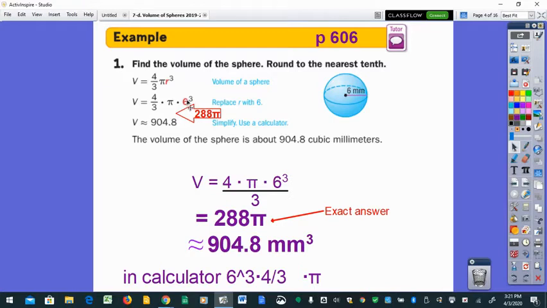Now when I'm going to the calculator, if you look down the bottom here, you're going to take that radius, hit your exponent button, so 6 raised to the 3rd power, and then to get the 4/3, it's times 4 divided by 3. If you hit equals, you'd see 288 in the calculator. You haven't multiplied by pi yet, you haven't rounded, that is your exact answer. Now when you take the 288 and multiply it by pi, it's about 904.8 millimeters cubed.